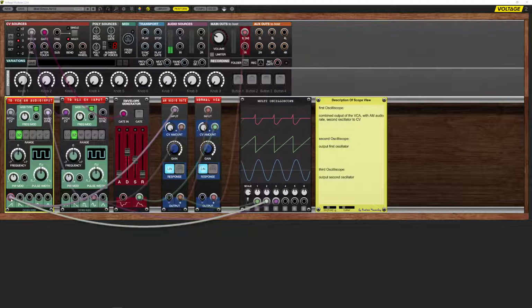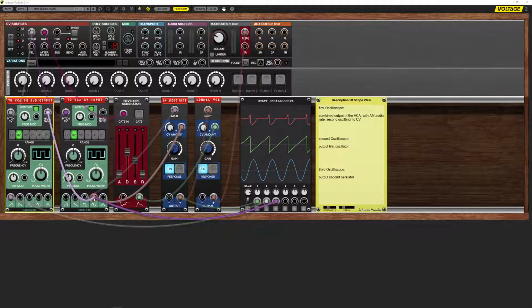You see here a sawtooth or a ramp. You can see it here, the output of the first oscillator. This is the second oscillator, and that makes the amplitude modulation possible because it is attached to the CV amount of an amplifier.